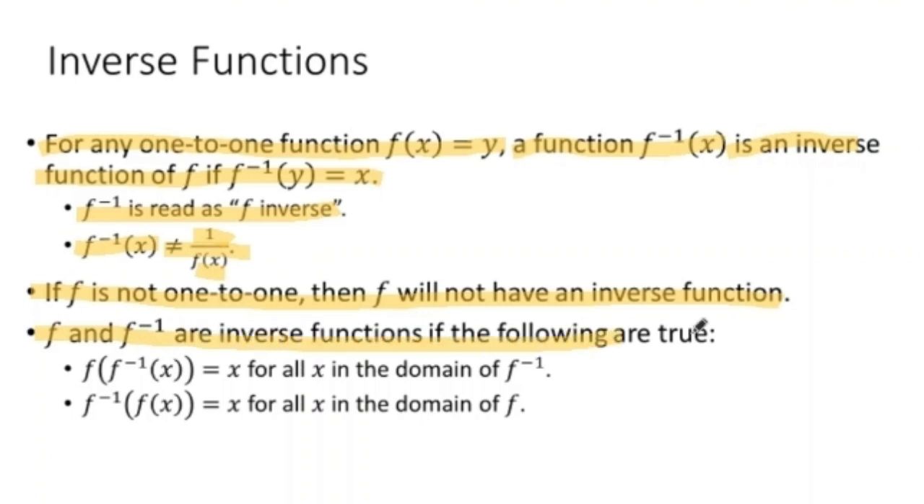If we know that f and f inverse are inverses of each other, then the following two properties are going to hold. First, f of f inverse of x will equal x for all x in the domain of f inverse, and f inverse of f of x will equal x for all x in the domain of f. We're going to talk a little bit more about what this means or how to interpret this once we start seeing a few more examples of how to test to see if functions are inverses.